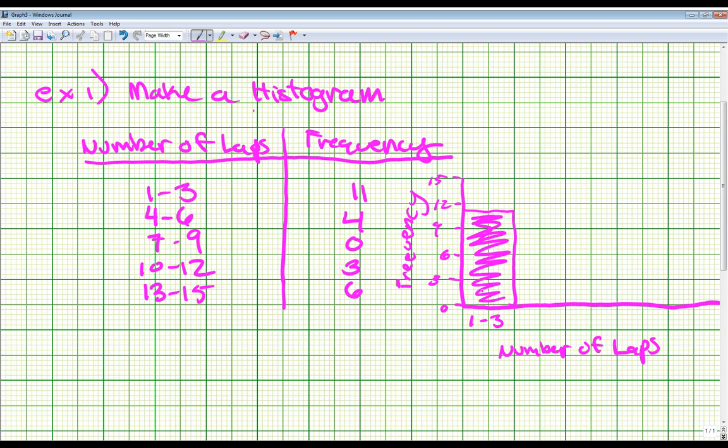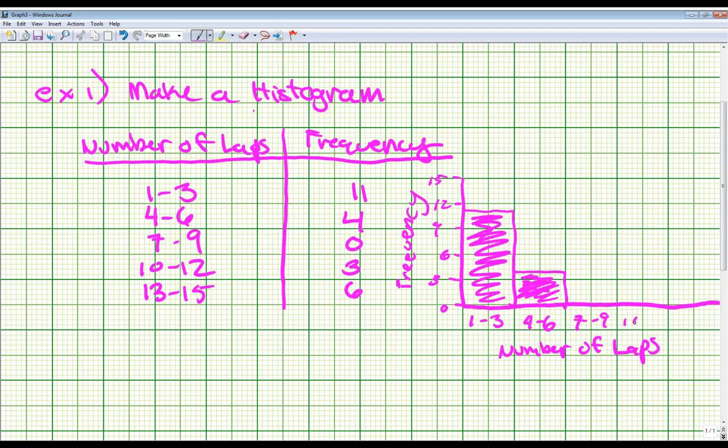The next frequency is 4 to 6. So we'll use this one, 4 to 6. And 4 people did that. So here's my 3, here's my 6. 4.5 would be the middle. So let's go right above the 3 to represent 4 people did 4 to 6 laps. There's that bar. The next frequency is 7 to 9. And nobody did that. So we're not even going to have a bar at all there.